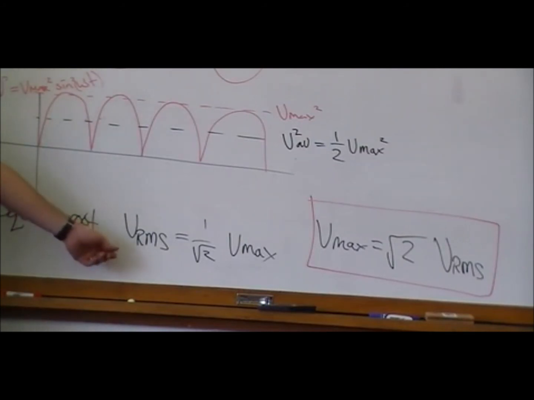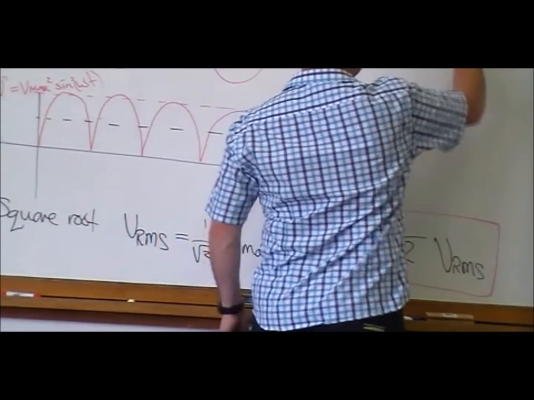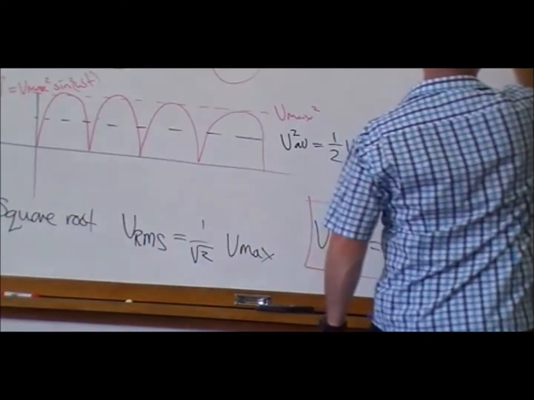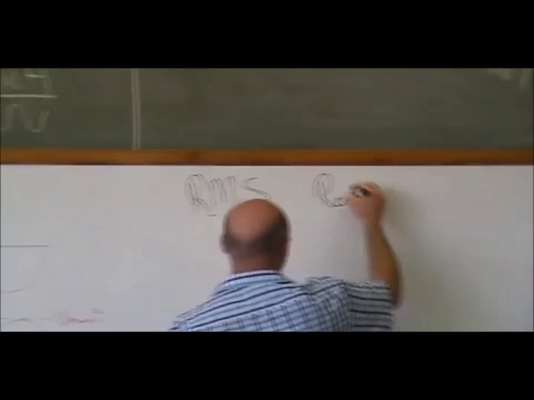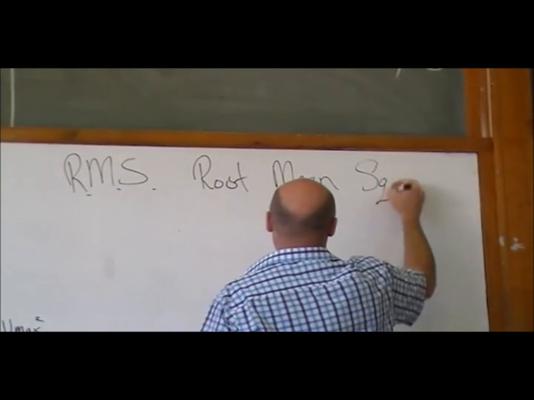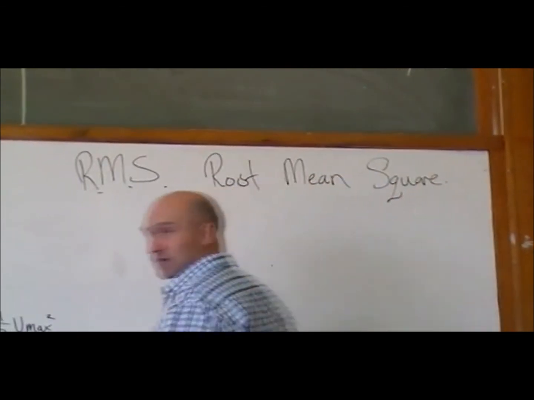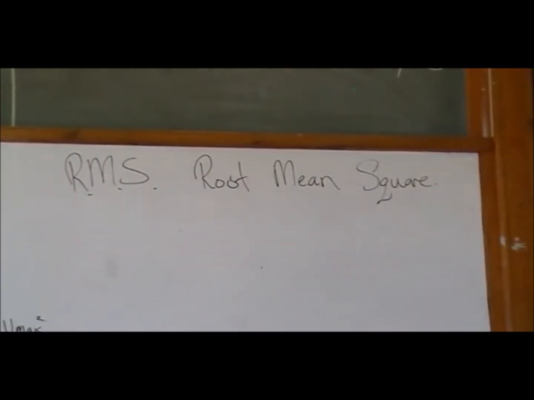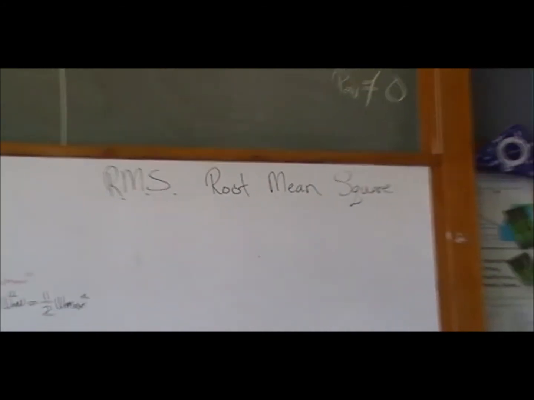RMS is a three-letter acronym for root mean square. It's telling us what we just did to get the number, and we like RMS values because we can use RMS values on our calculator with V equals IR, and we get the right answer.